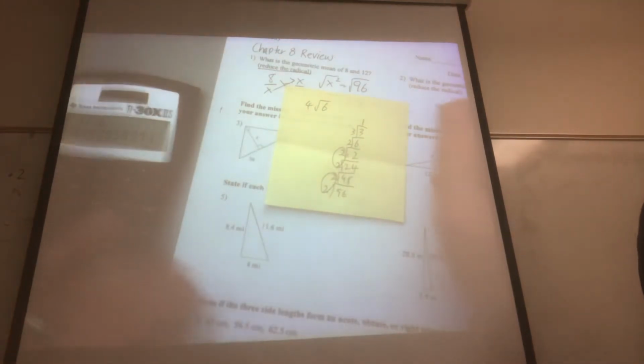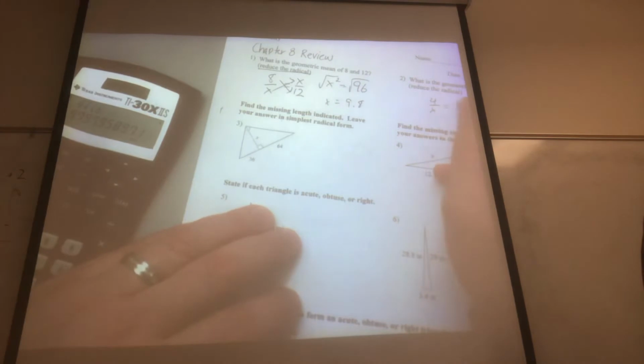Geometric mean of 4 and 25 is going to be 4 over x is equal to x over 25. Cross multiply, you get x squared is equal to 100. So x is just 10 when you take the square root.